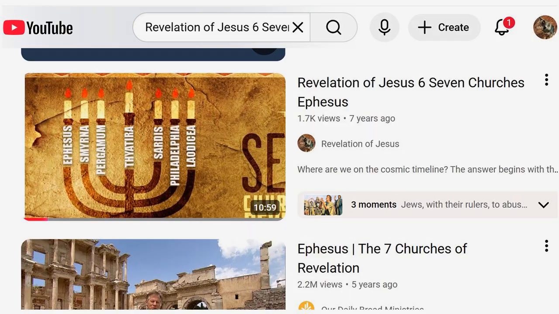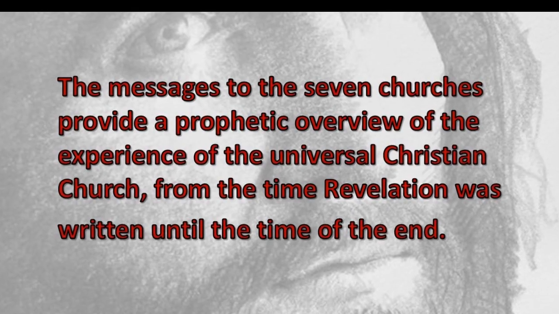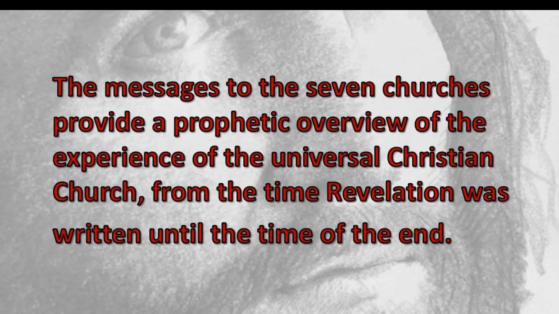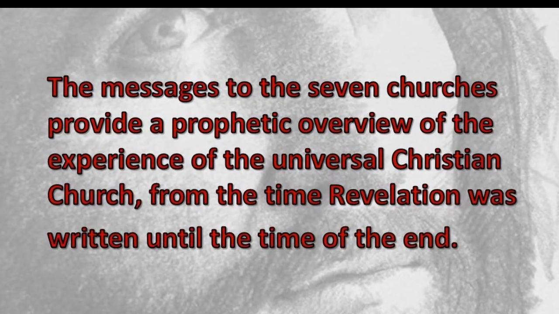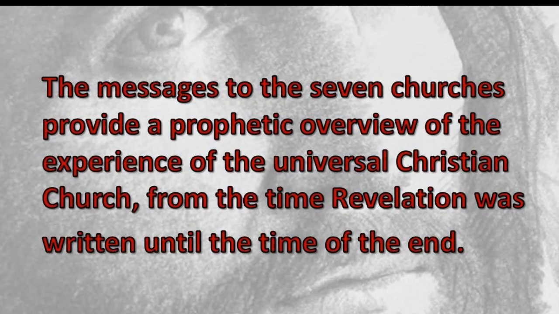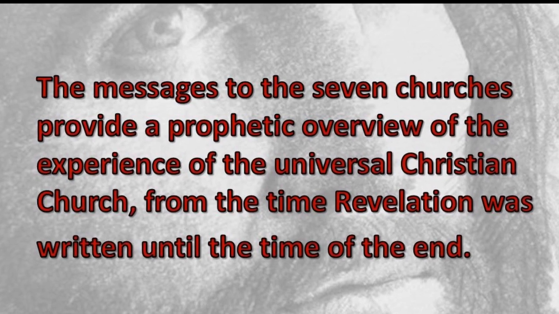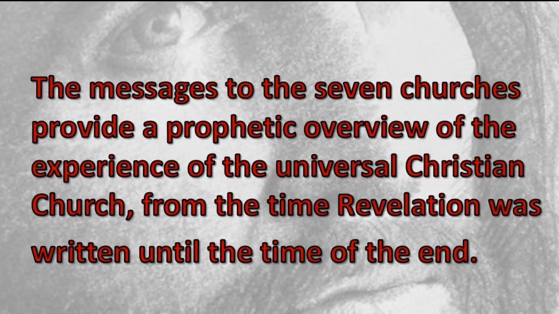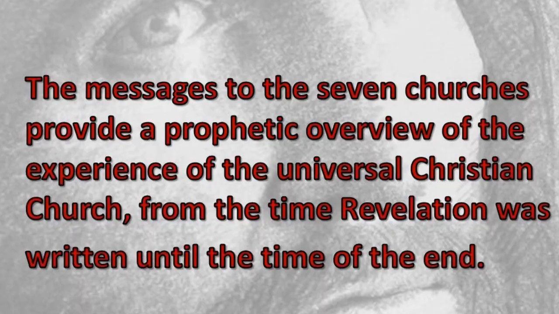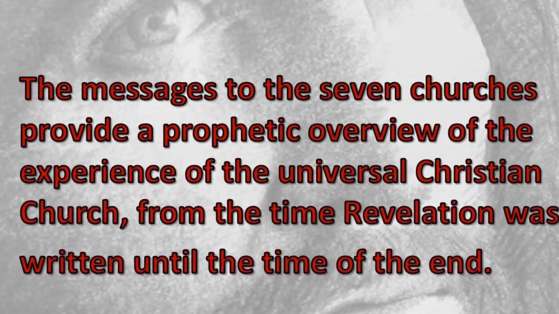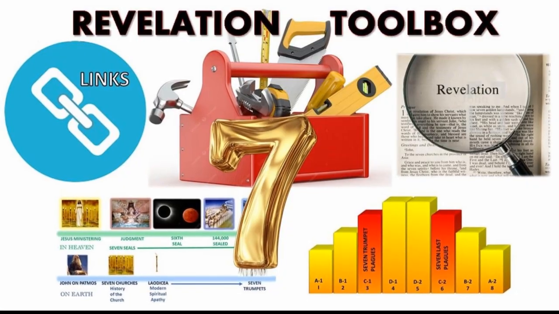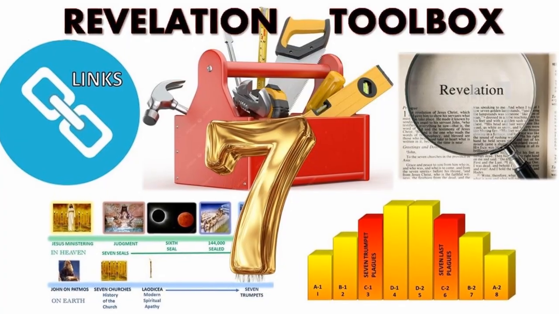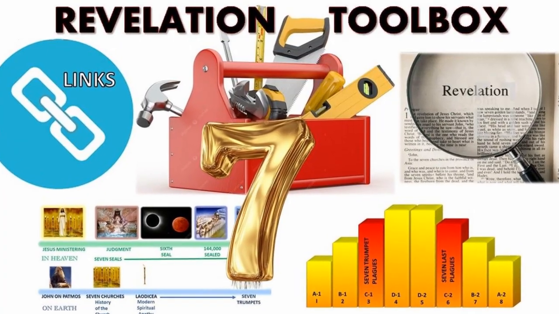There we will examine the evidence that the messages to the 7 churches, besides having a local application and important guidance for all Christians, are also a prophetic overview of the experience of the universal Christian church from the time Revelation was written until the time of the end. The number 7 is one of the tools that help us reach that conclusion.